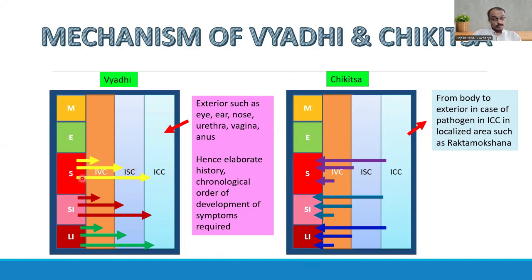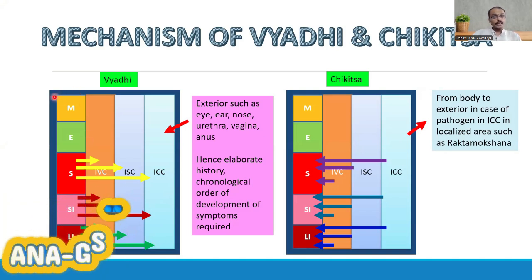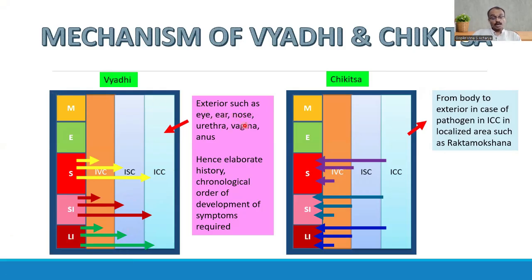From the stomach, some of the pathogens may enter into the intravascular compartment, then the interstitial compartment, then the intracellular compartment. In the same way, the pathogens in the small intestine may enter into the intravascular compartment, the interstitial compartment, or the intracellular compartment. In the same way, pathogens may enter from the large intestine into the intravascular compartment, then the interstitial compartment, then the intracellular compartment. This is possible if the pathogens are entering via the mouth. If the pathogens are entering from the eyes, ears, nose, urethra, vagina, anus, or breast, then in that situation they may enter from these natural orifices directly into the intracellular compartment.